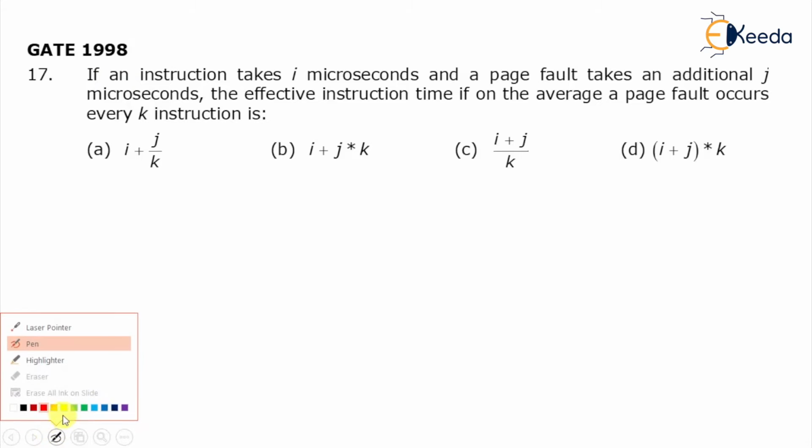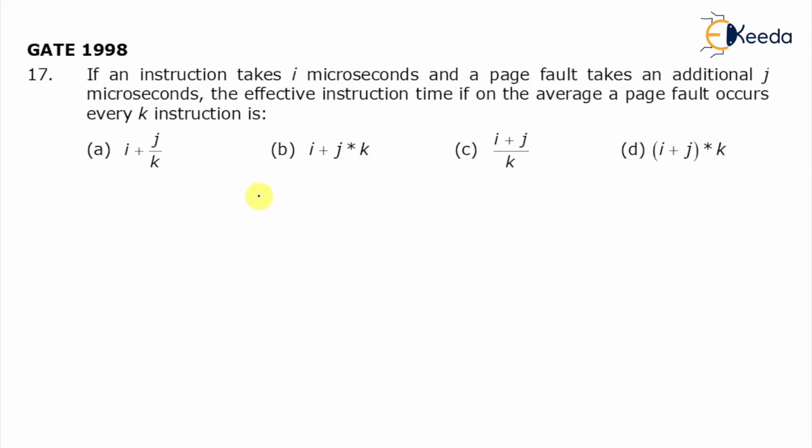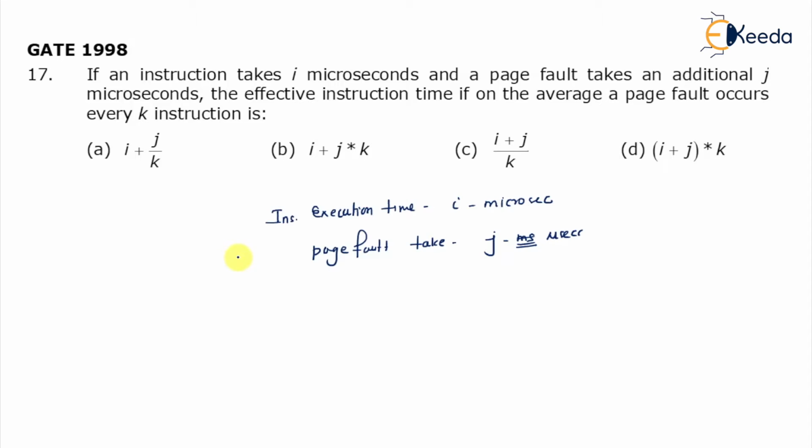This is the first question and it says that if instruction execution time is i microsecond and a page fault takes additional j microsecond, then what is the effective access time if the page fault occurs in every k instruction? The page fault rate p is 1 over k.